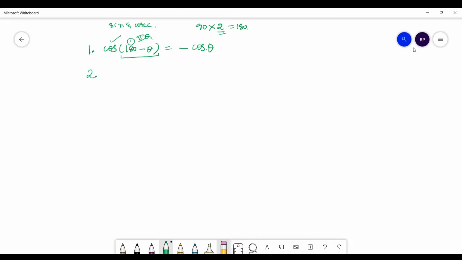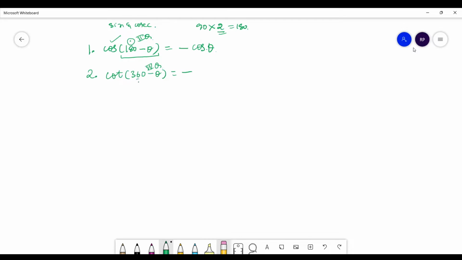Now let us look at another example. Let me take cot of 360 minus theta. Now 360 minus theta, in which quadrant is it? Fourth quadrant. So in the fourth quadrant, which functions are positive? A, S, T, C. So cos and secant are positive, which means cot is negative. So put a negative sign here.